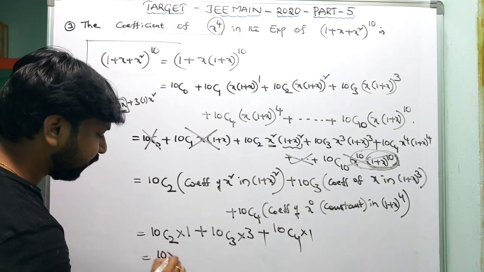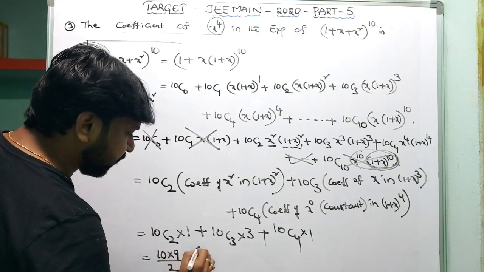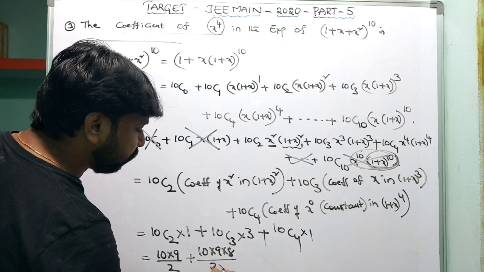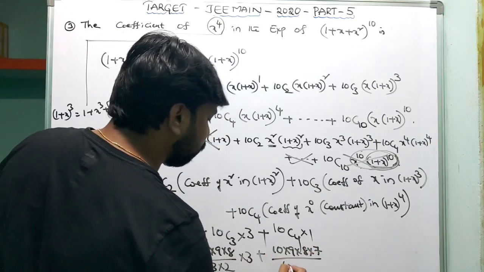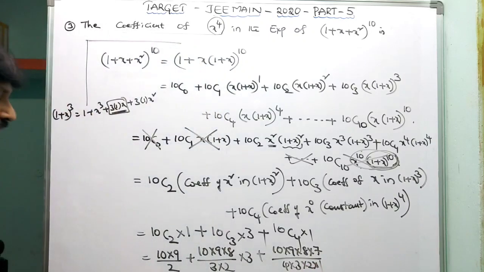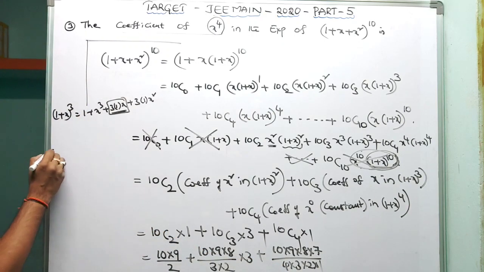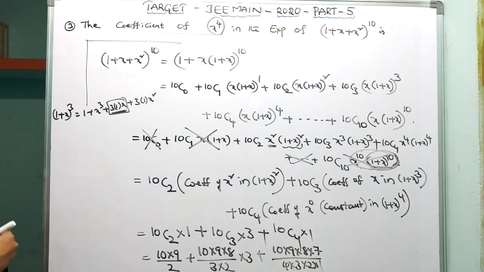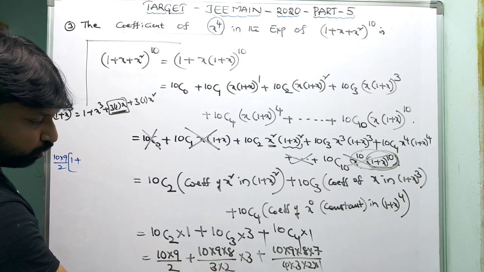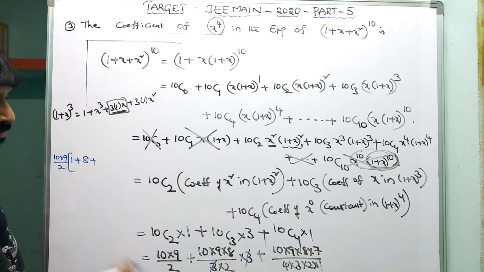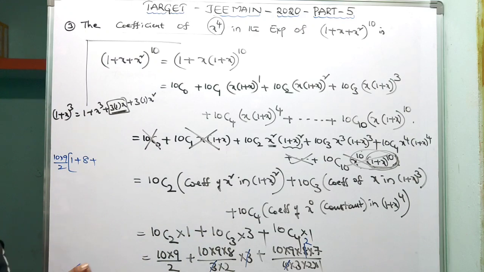So 10C2 is nothing but 10 into 9 by 2 according to our shortcut. 2 means 2 terms, write down from 10. 10 into 9 by 2, plus 10 into 9 into 8 by 3 into 2 into 3, plus 10C4 means 10 into 9 into 8 into 7 by 4 into 3 into 2 into 1. Then everywhere 10 is there, everywhere 9 is there. 10 into 9 you can take common, and also in the denominator 2 we can take common. Taking common 10 into 9 by 2, 1 is remaining, plus 3 gets cancelled and you are getting 8, plus 4 and 2 are cancelled, then you are getting 2 into 7, 14 by 3.